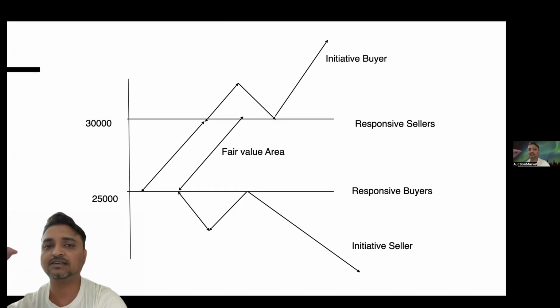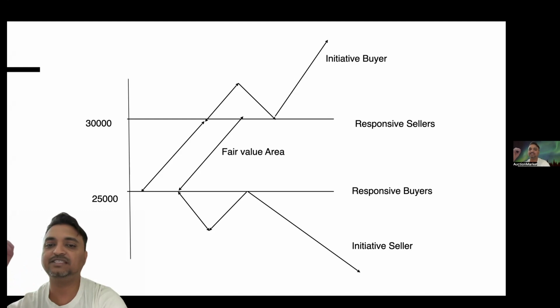Once it crosses the 30,000 level, then the price will run like anything, because there is a panic situation. Then the initiative buyers come in. The same happens with the initiative sellers. If they understand that the government is trying to ban that particular product, there will be a panic. Nobody will try to purchase that product, they will try to sell it. This is called initiative sellers.